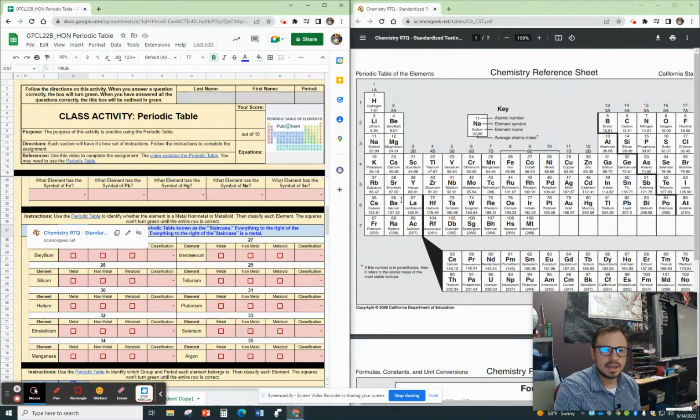So let's go ahead and do a couple of these. There is the staircase on here. There are a few on these that are metalloids. Metalloids, they're the rare ones. So let's do beryllium. You can see here beryllium is number 4 in the periodic table. It is a metal, right? Because it is to the left of that staircase.